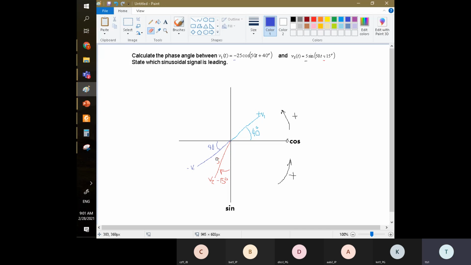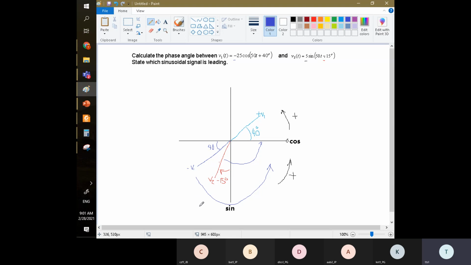So let's see which one is leading which one. The answer is really clear, right? This is 0. The 0 point is here. So V2 will be the one to reach the 0 first. V1 will be later.